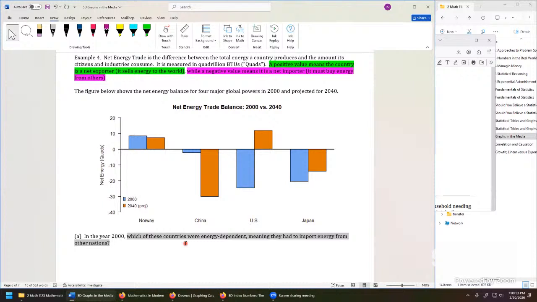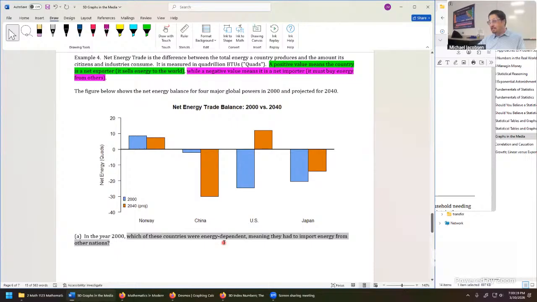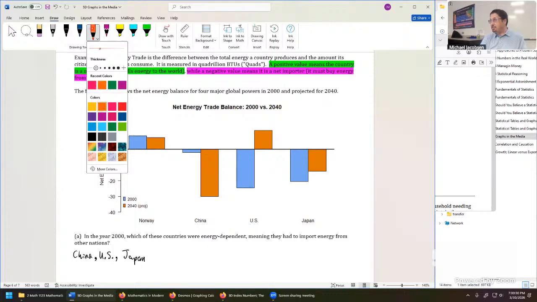China, the US, and Japan. Yeah, absolutely. And it's kind of a jump through hoops you have to do, right? When it says which ones are energy dependent, that means we're importing the energy. Importing means a negative value on the net energy quads, but only in year 2000. So just like you said, that was China, US, and Japan, because all the blue bars are below the horizontal axis. Good eye on that one. Let's put down here: China, US, Japan. It didn't ask us to explain, so let's put this as just an additional comment.